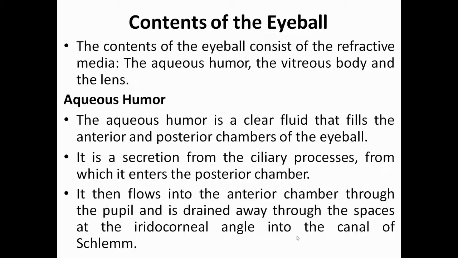Now we will see the contents of the eyeball. The contents of the eyeball consist of the refractive media: the aqueous humor, the vitreous body and the lens. Aqueous humor is a clear fluid that fills the anterior and posterior chambers of the eyeball. It is a secretion from the ciliary processes, from which it enters the posterior chamber. It then flows into the anterior chamber through the pupil and drains away through the spaces at the iridocorneal angle into the canal of Schlemm.